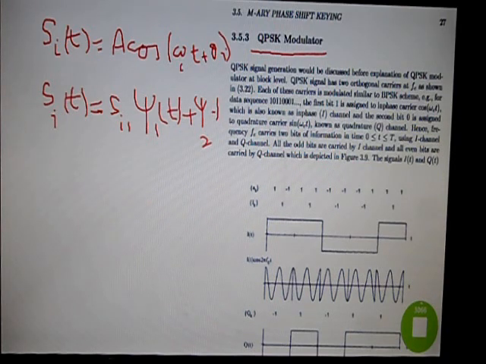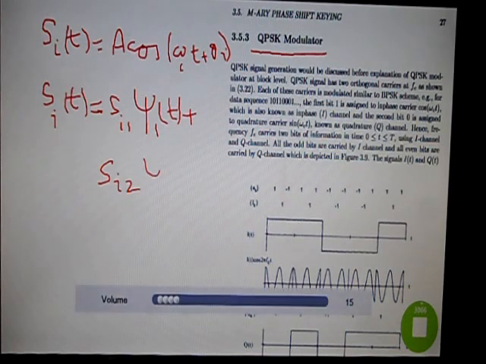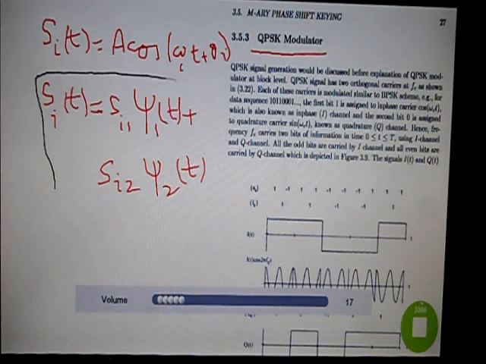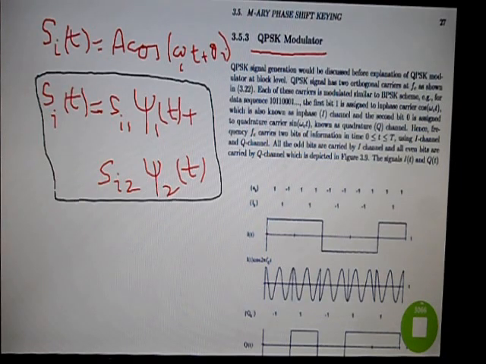There should be si of t as well. So I have to write si1 psi1 of t plus si2 psi2 of t. So this is actually our expression for the QPSK signal, which is a two-dimensional signaling scheme.